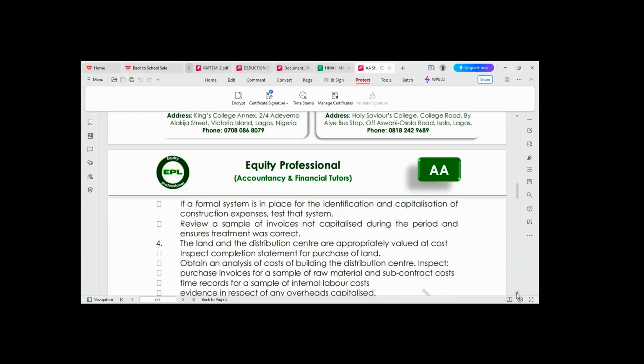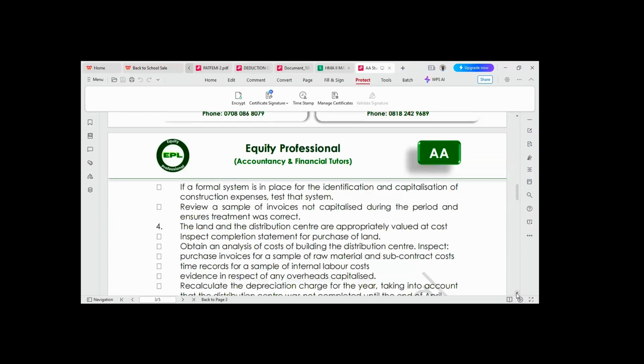A record, okay, where he keeps all of this money that has been paid. But at the end of the day, everything must be aggregated to add to how much it costs to erect such a building. Then evidence in respect of any overhead capitalized. Overheads are expenses. Any evidence, all of them, they have what? Receipts or invoices as per the nature of the transaction.